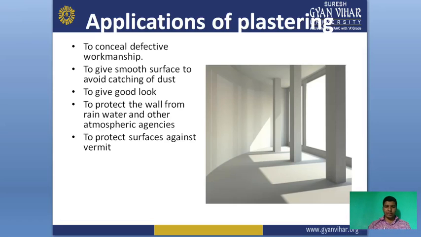From rain water and other atmospheric agencies, to protect the surface against vermin. So the first point is, when we do the plastering, it will give us a smooth surface and avoid the catching of dust on our wall. It appears very good to look at. It also protects the wall from rain, water or any other atmospheric agencies, and it also protects our wall from fungi and other particles which are present in the climate or in our atmosphere.